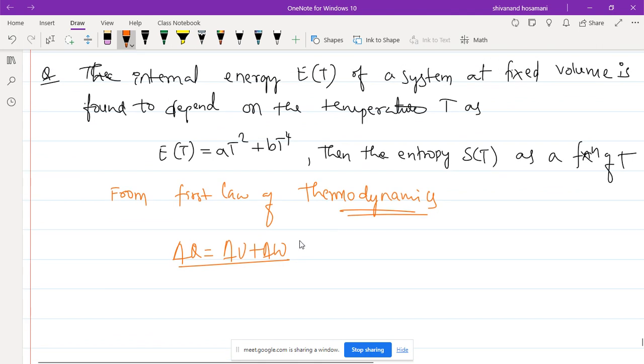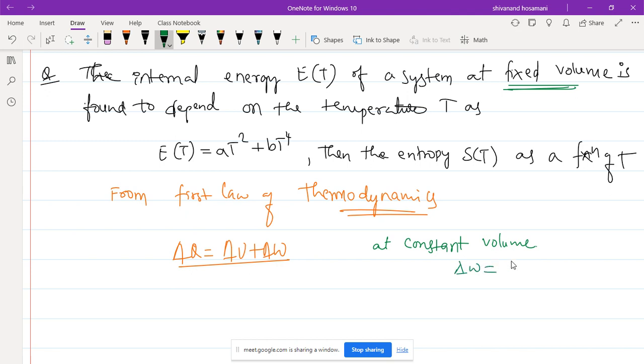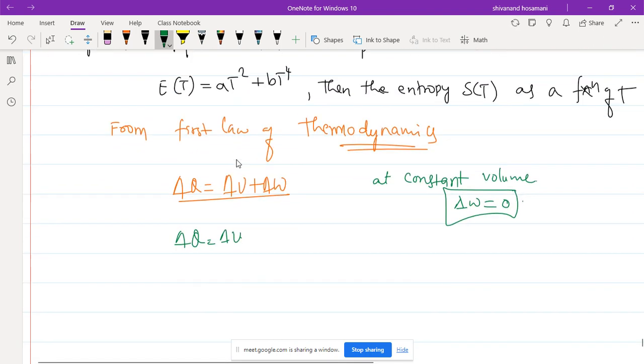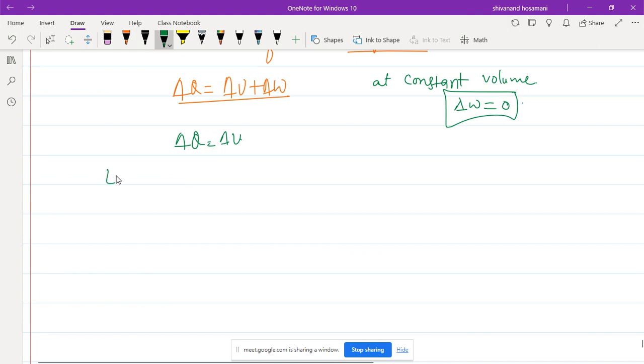So he has mentioned that it's a fixed volume. What is the meaning of this fixed volume? At constant volume, delta W is equal to 0 because volume change did not happen, so no work is done. Therefore what remains is delta Q is equal to delta U. The internal energy is given by E of T is equal to A T square plus B T power 4.